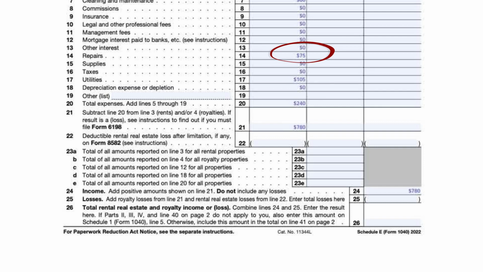She had $75 of repair expenses for a faucet that was leaking when the renters left, and the utilities for the 17 days came out to around $105. This makes her total rent expenses $240. After subtracting her expenses from the rents received, she came out to $780.